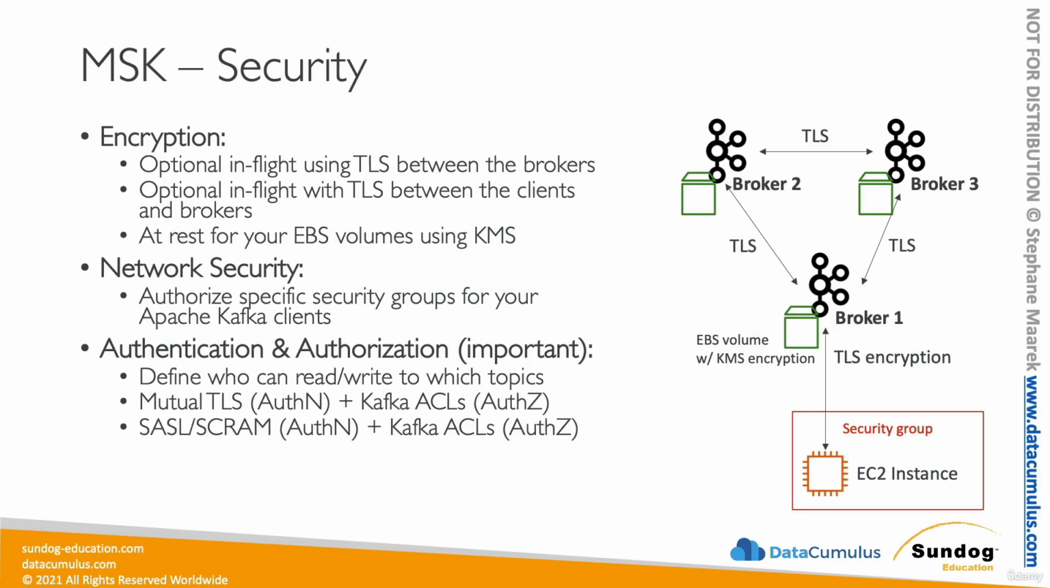You can also use something called SASL Scram, which is, to make it very simple, username password for authentication. And again, you would need to use Kafka ACLs for authorization. Or you can use IAM access control. And IAM access control allows you to do both the authentication and the authorization using IAM policies. So this is sort of what you get with Kinesis data streams. So this is something, again, you have to know going into the exam to do Kafka security.